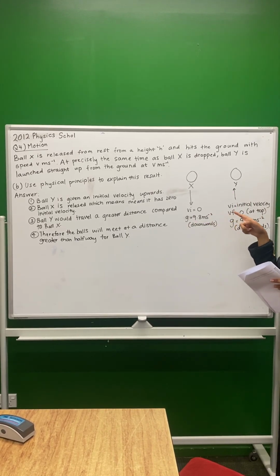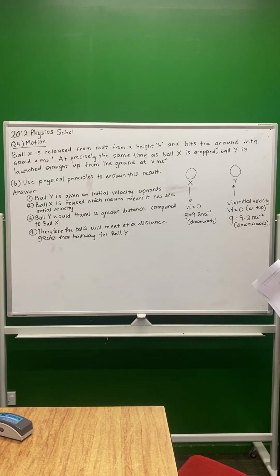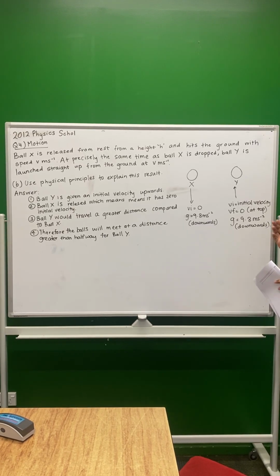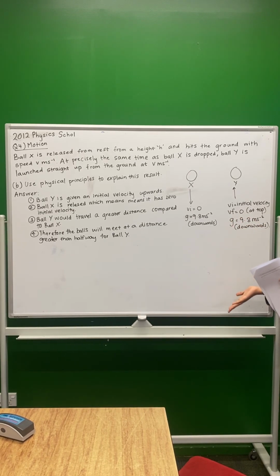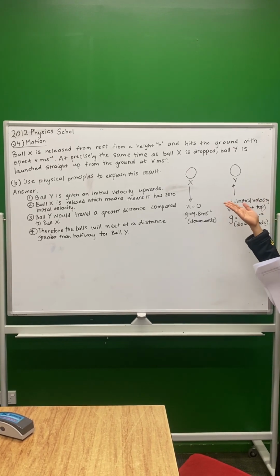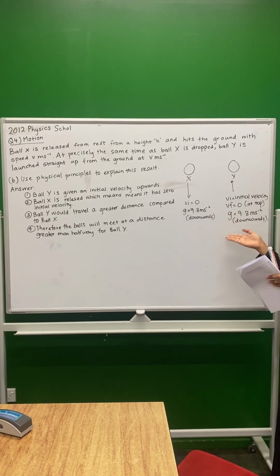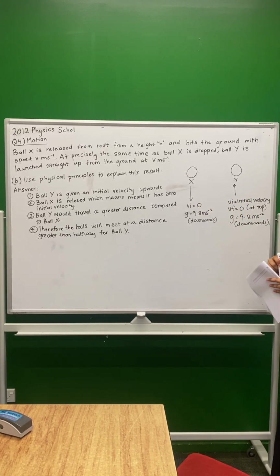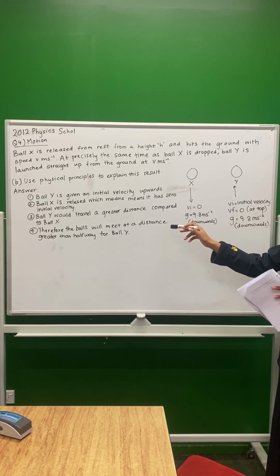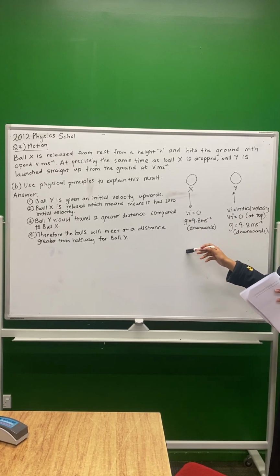Ball Y would travel a greater distance compared to ball X. Why would this happen? This is because the initial velocity is given to ball Y, therefore it would travel a greater distance compared to ball X, which has 0 initial velocity. So considering these reasons, therefore the balls will meet at a distance greater than halfway for ball Y.